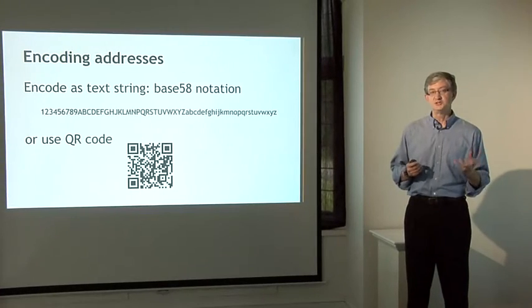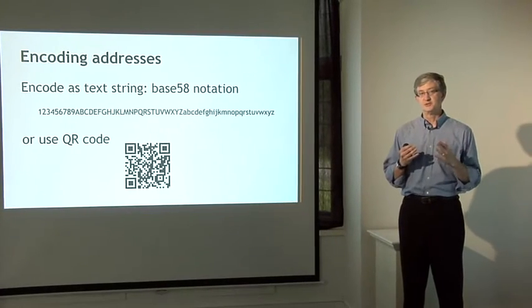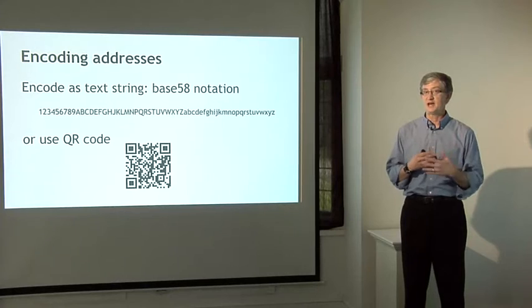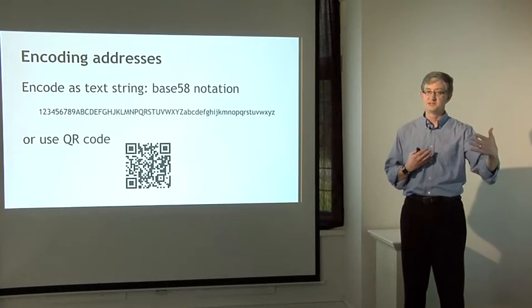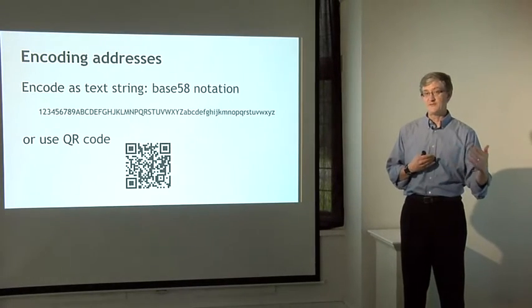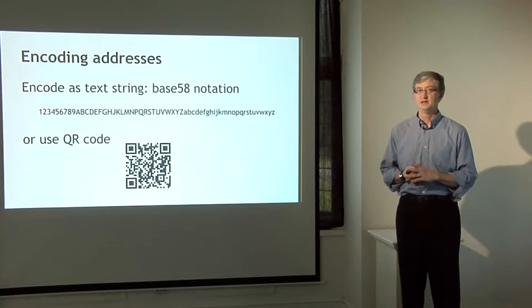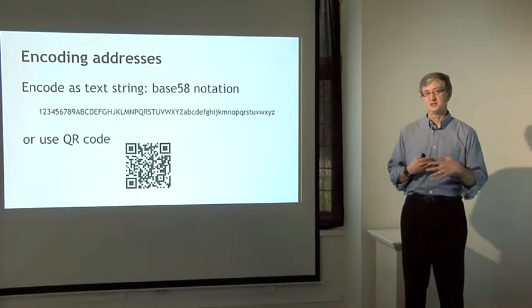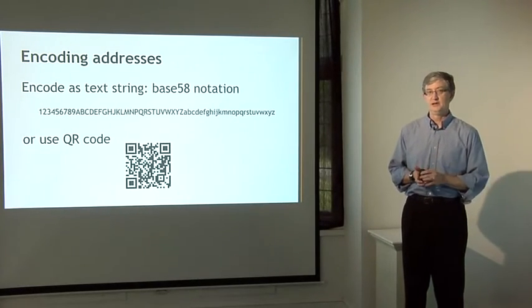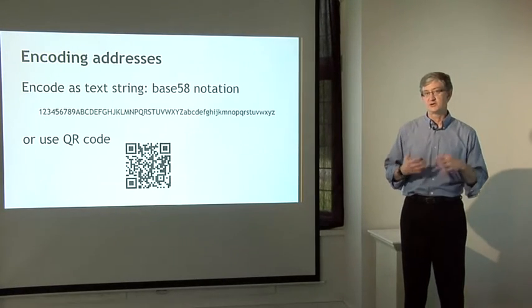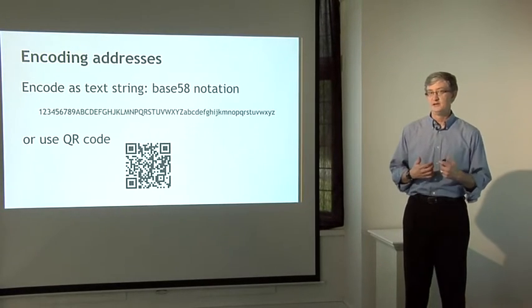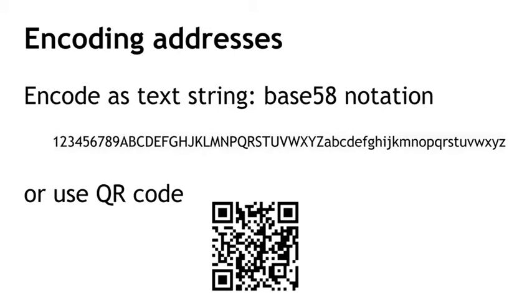So one thing you need to do if you're going to be able to receive Bitcoins in payment into your wallet, or spend them to somebody else, is have a way of exchanging an address with somebody. So you can give them an address or receive an address so that payments can happen. And there are two main ways that addresses are encoded or conveyed in this way. The first one is as a text string, and the second is as a QR code.